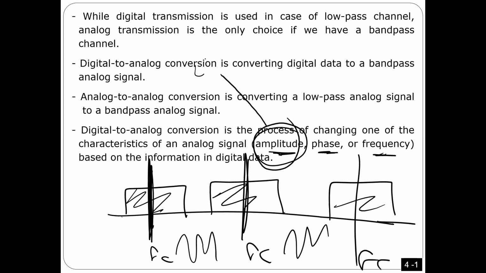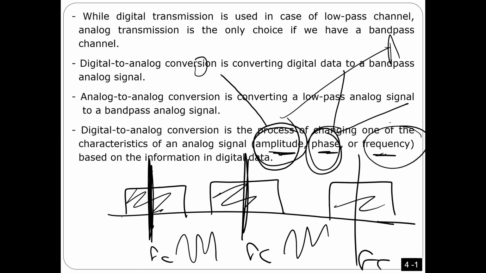So maybe 0 is going to have a certain amplitude. 1 is going to have a different amplitude. Very simple, right? I can modify the phase. So 0 is going to have a certain phase. 1 is going to have a different phase. I can modify the frequency. So 0 is going to have a certain frequency. 1 is going to have a different frequency.